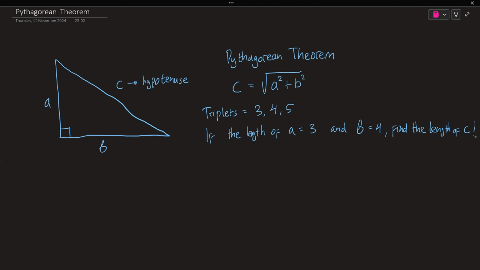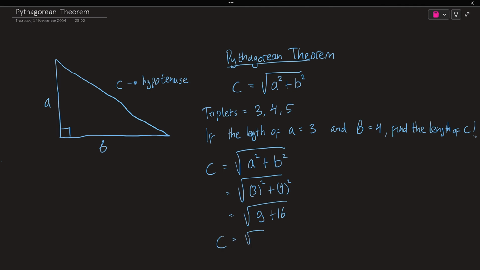Here, we need to apply the Pythagorean theorem. C is equal to the square root of A square plus B square. Substituting A with 3, we have 3 square, and B with 4, 4 square. Now it equals the square root of 3 square, which is 9, and 4 square, which is 16. So we get the value of C as the square root of 25, or 5. And here you have the first triplet of the Pythagorean theorem.